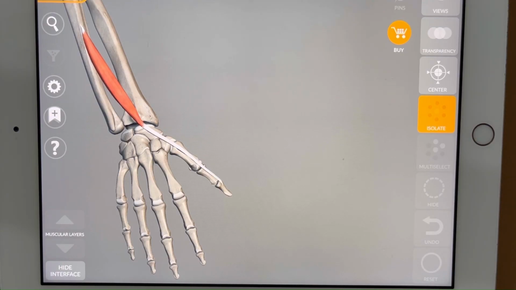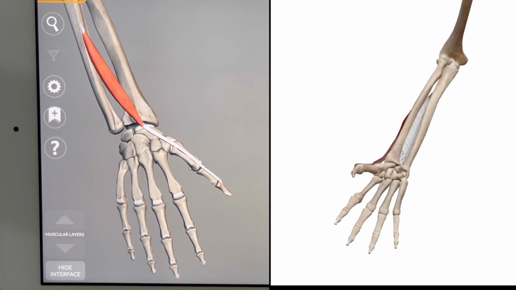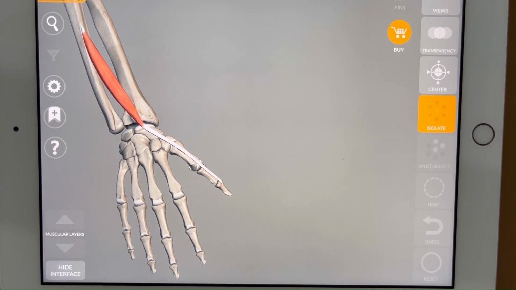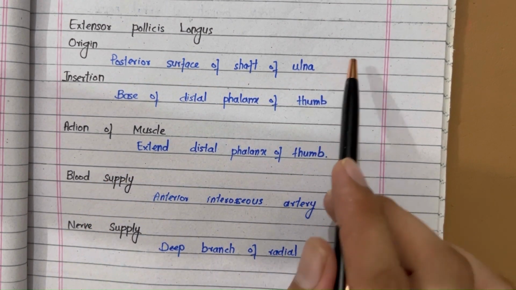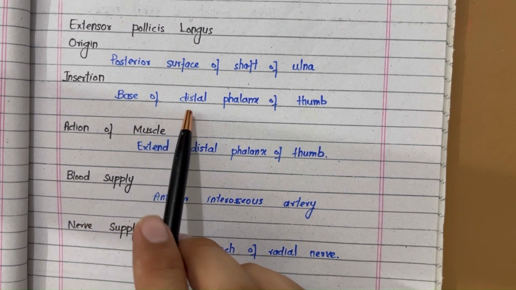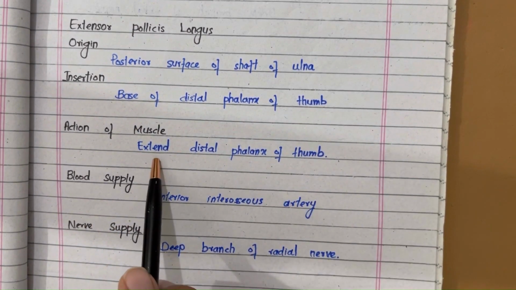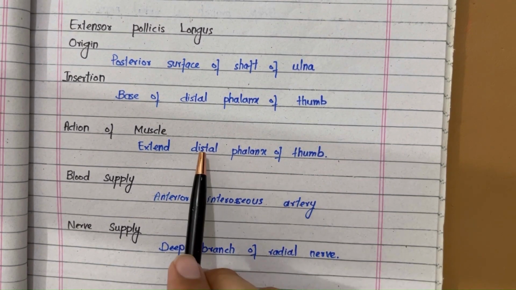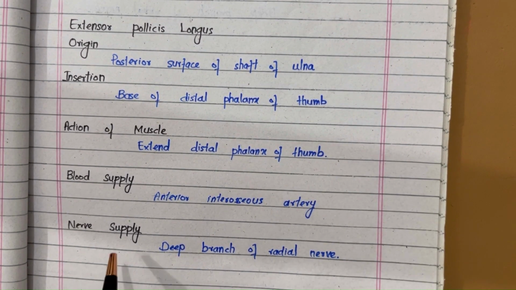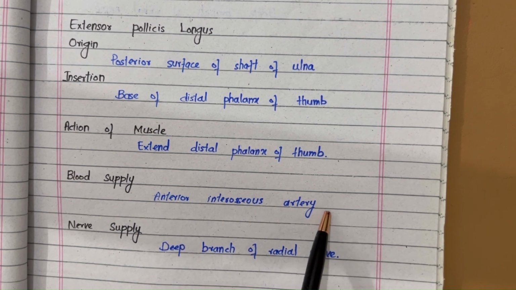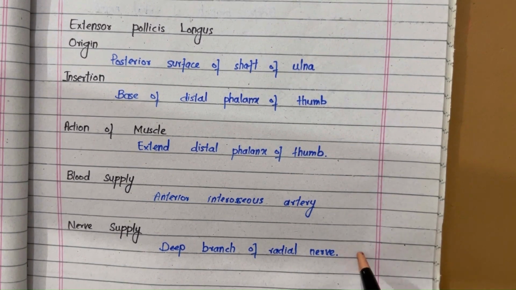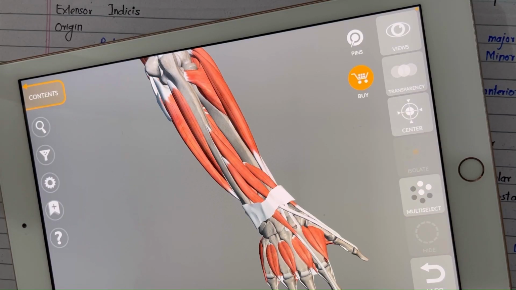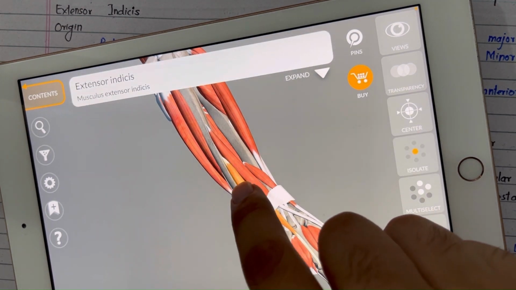Now student, moving toward the action of the extensor pollicis longus muscle. So this muscle plays an important role in the extension of the distal phalanx of the thumb. Here we will overview this muscle: it originates from the posterior surface of the shaft of the ulna and inserts into the base of the distal phalanx of the thumb. It plays an important role in the extension of the thumb and the distal phalanx of the thumb. Student, this muscle is supplied by the anterior interosseous artery and the nerve supply is the deep branch of the radial nerve.